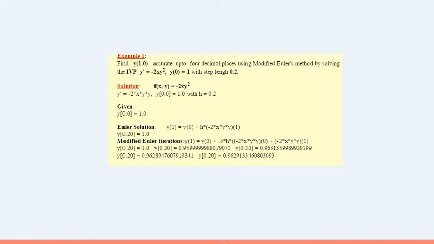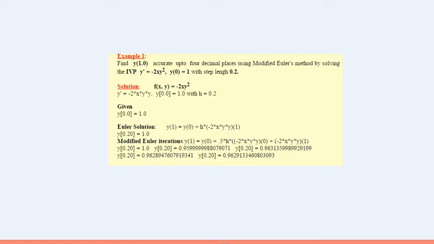First we take the function of this equation, f(x,y) = -2xy². So y' = -2x, we break into two parts, 2x into y into y. Our first step is y(0) = 1, with h = 0.2. h is our step length, which is given in our question. So the given information is y0 = 1.0.